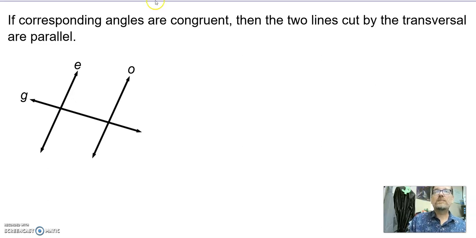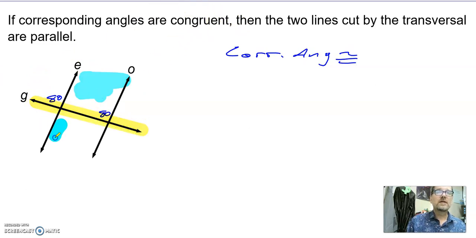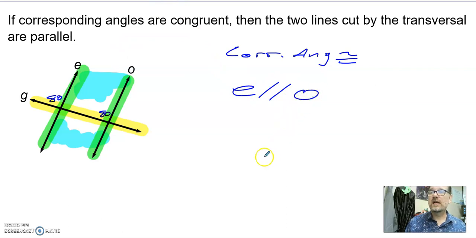So if I give you two corresponding angles, let's go with these two right here, 80 and 80. My corresponding angles are congruent. Well, if we've got corresponding angles that are congruent, right here is my transversal. Here's the shade on the inside. So there's the transversal, which means these two lines must now be parallel to each other. So we know line E is parallel to line O.